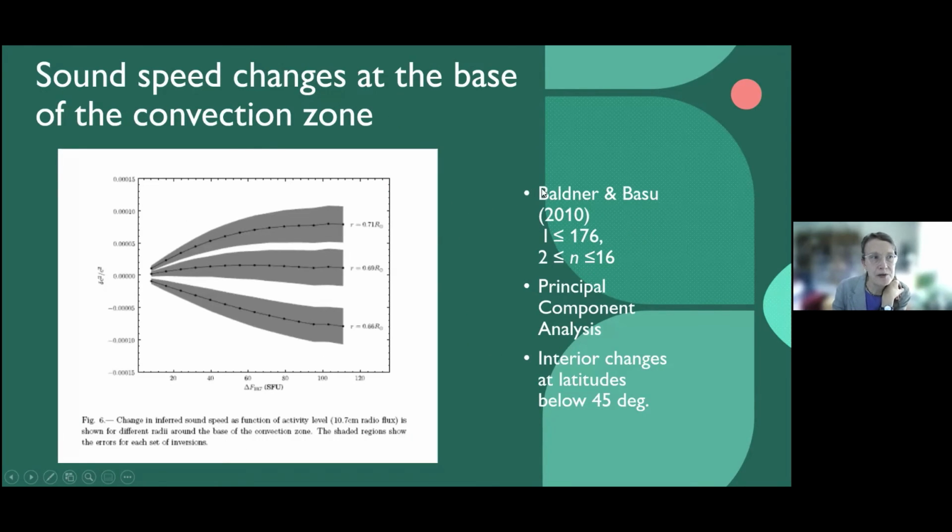And this measurement from Buldgen and Basu is looking at sound speed changes near the base of the convection zone. And the error bars are big, but you can see that, depending exactly where you are in relation to the bottom of the convection zone, that's 0.7, well, it's 0.71, so that's just above the bottom of the convection zone. That's down, and that's below the bottom of the convection zone. What looks like a change in the sound speed.